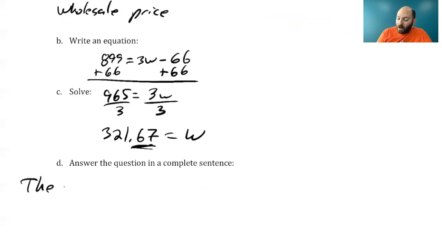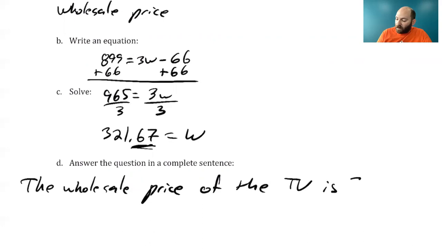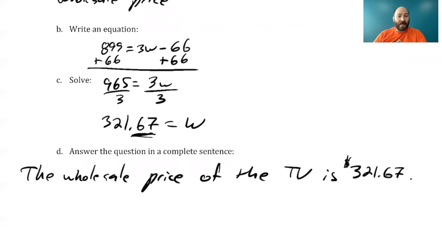So the wholesale price of the TV is $321.67. All right, and there's my final answer. And that's how we like to end our word problems, by answering in the context of the scenario. Okay. So this was a little bit longer, but that is it for 2A day 3.